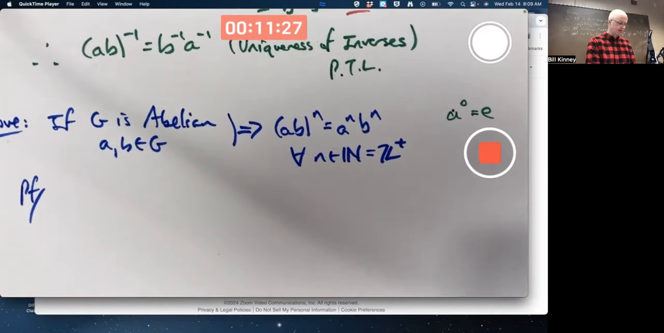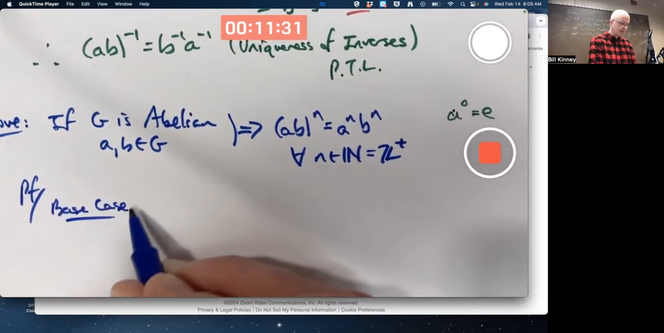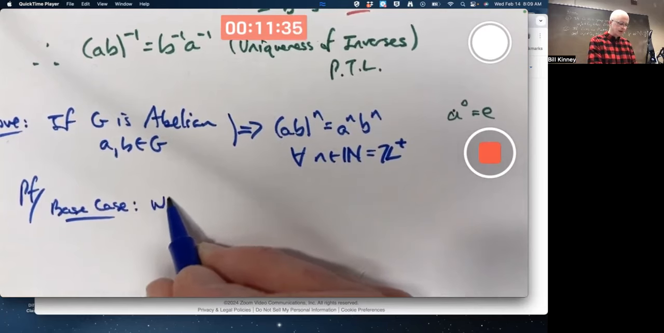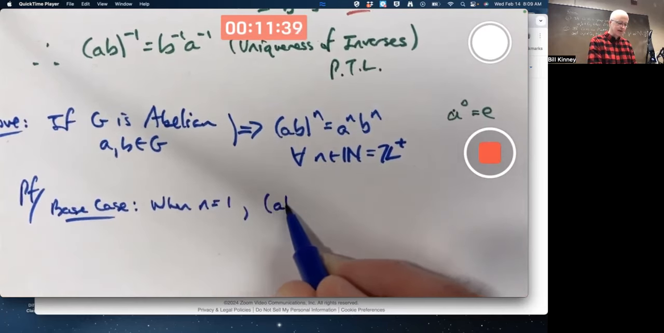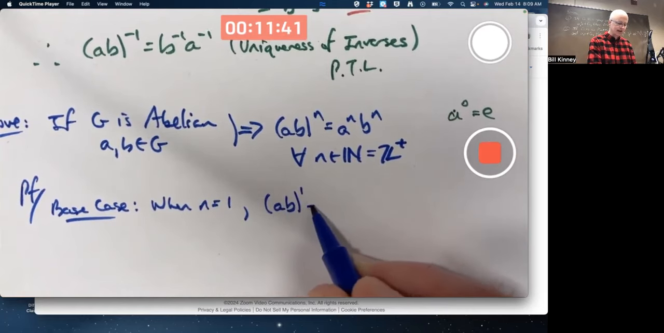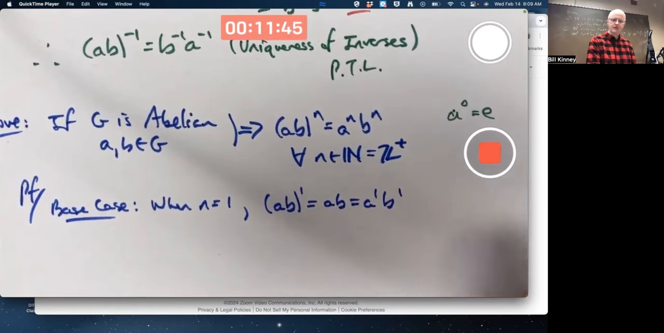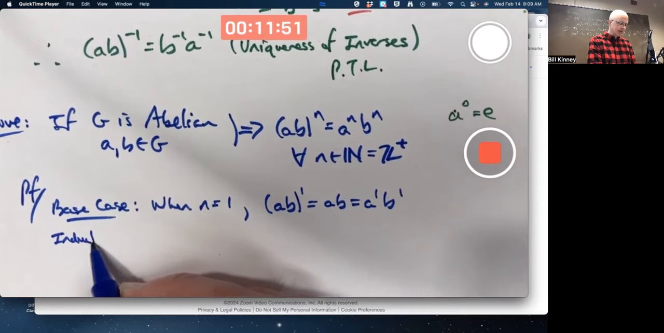It's an induction proof. Base case: if we're talking about the natural numbers, that would be n equals 1. When n is 1, it's trivially true because (ab) to the first power by definition is a times b, which can be written as a to the first times b to the first. There's nothing really to do. Inductive step.